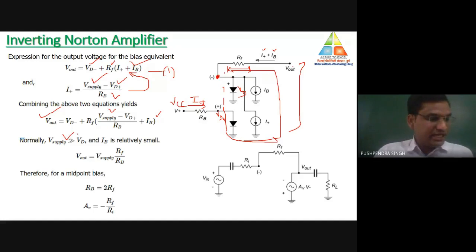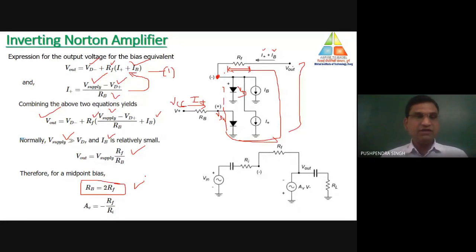Also the value of IB is relatively small. Then what is the value of output? Output will be V supply multiplied by RF divided by RB. Output will be V supply into RF divided by RB. At the midpoint, the center point, RB is taken as twice of RF. Remember this: at the center, the value of RB is equal to twice of RF.